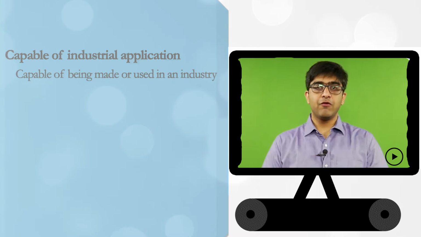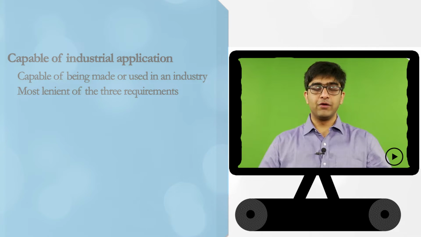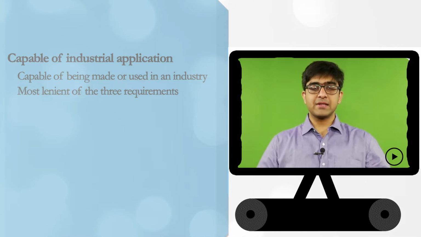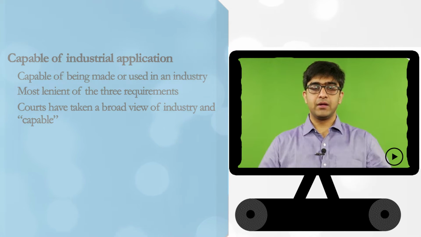A patented invention must be capable of being made or used in an industry. Courts across the world believe that this is the most lenient of the three requirements of an invention. That is, the threshold for novelty and inventive step are much more difficult to clear as compared to the threshold of utility. The courts have usually taken a very broad view of the terms "industry" and also the term "capable".